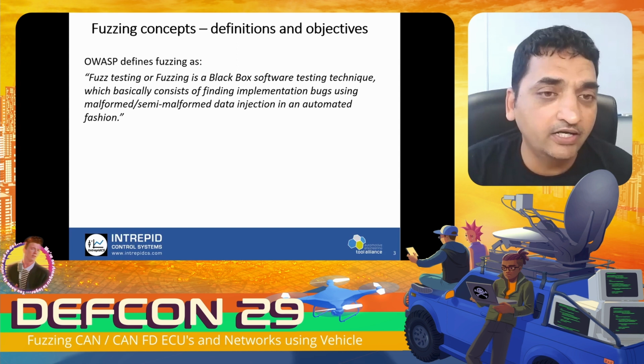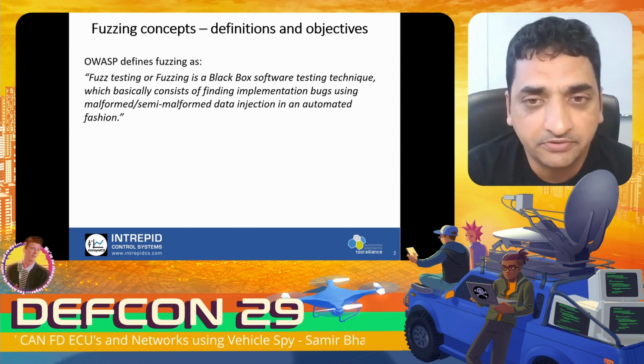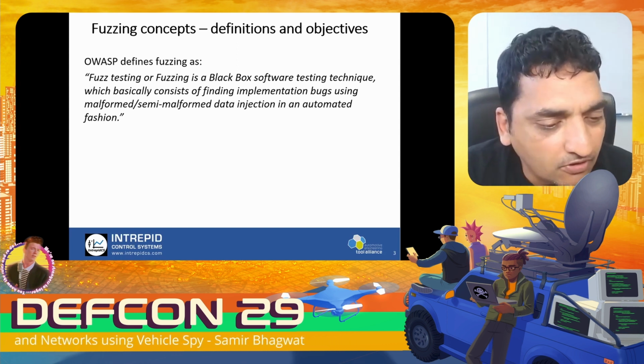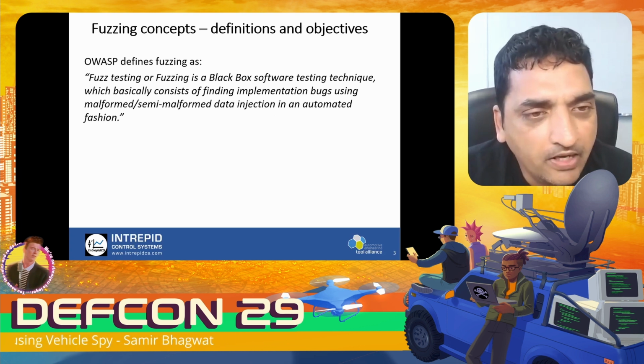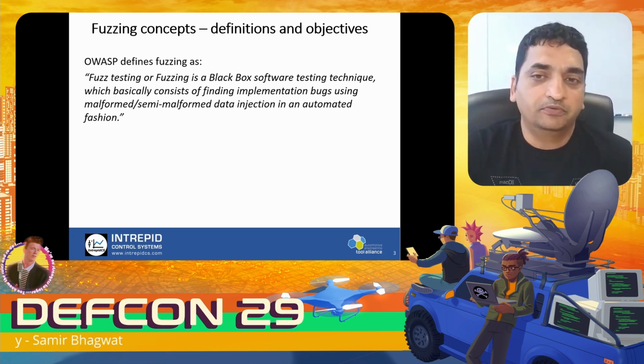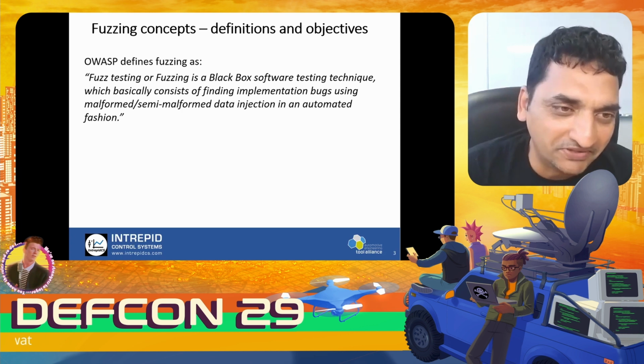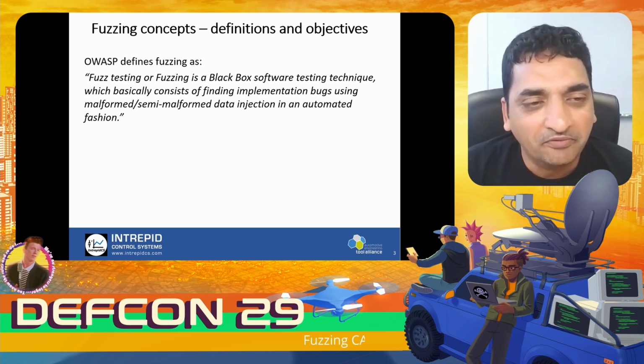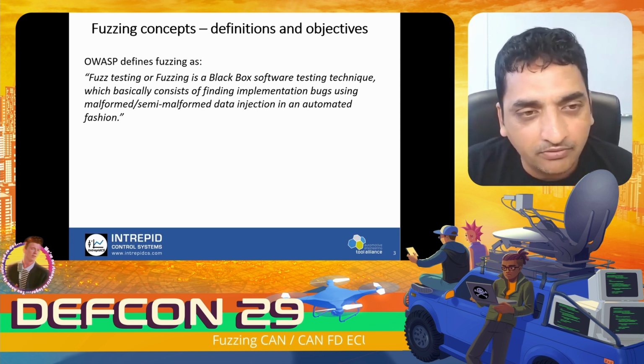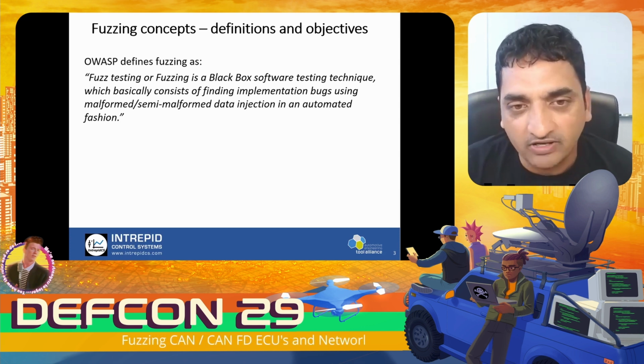Fuzzing has been widely used to find security issues and bugs in IT software for many, many years. So the concept is not really new. Its application to automotive is interesting. So that's why we would like to define what automotive ECU fuzzing is.